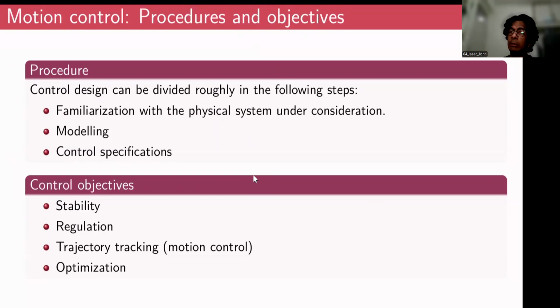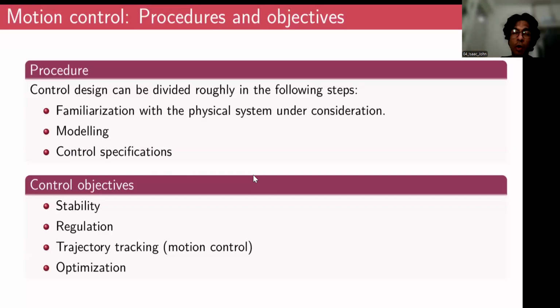Once you have a mathematical representation of your robotic system, you then specify your control specifications, right? Maybe how fast your controller should converge to the desired location, and how many overshoots it can have over the desired trajectory. All these things have to be specified under the control specifications. How fast it should converge.